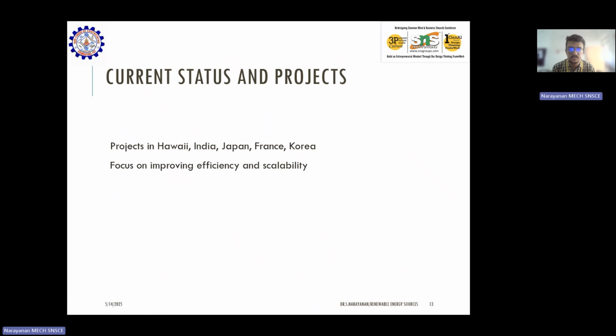So there are projects going on in Hawaii, India, Japan, France, and Korea. The focus will be on improving the efficiency and scalability. Small scale projects are established now. So the focus is now on increasing the capacity of established plants. So we will see another case study on this ocean thermal energy conversion later. Thank you.